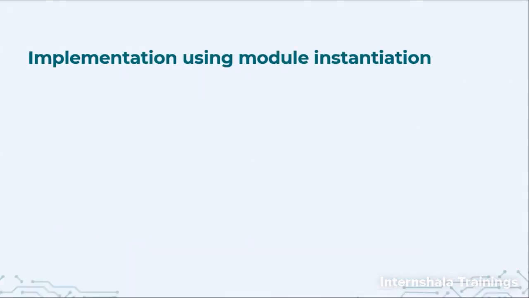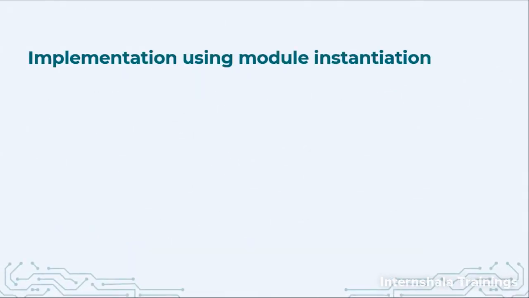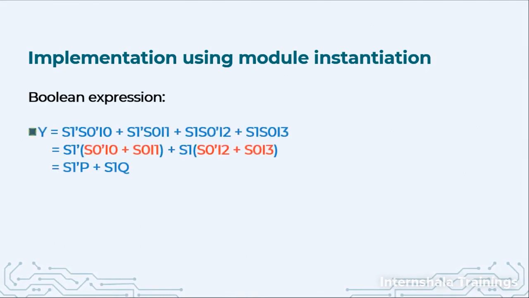But what we are going to do, we are going to implement it using module instantiation. So here is our Boolean expression. If we take S1 bar common in the first two terms, then we find S0 bar I0 plus S0 I1, and similarly if we take S1 common in the last two terms, then we have inside the bracket S0 bar I2 plus S0 I3.